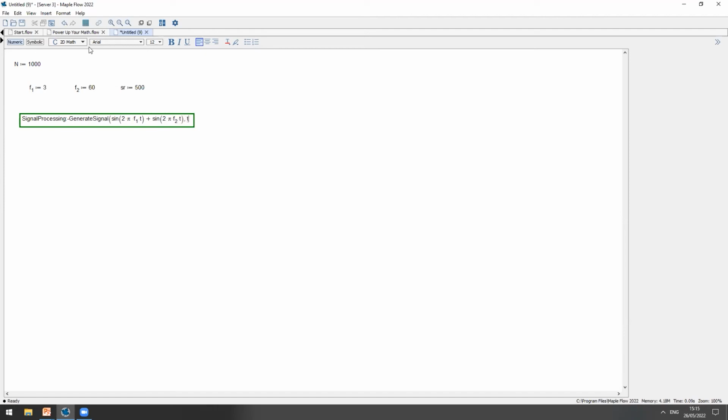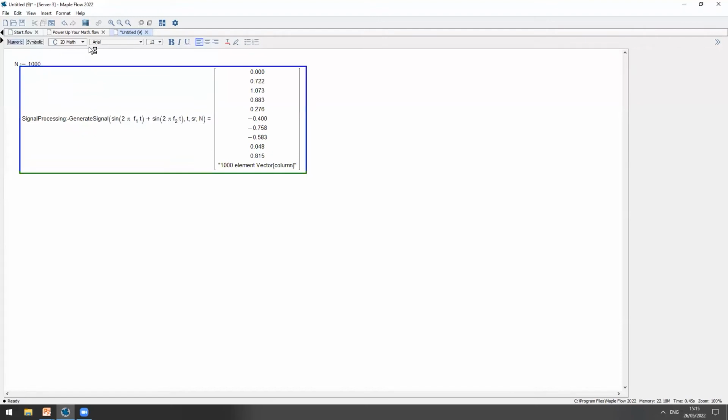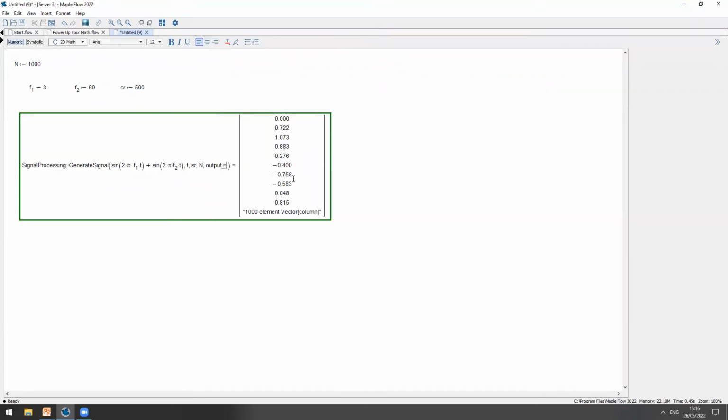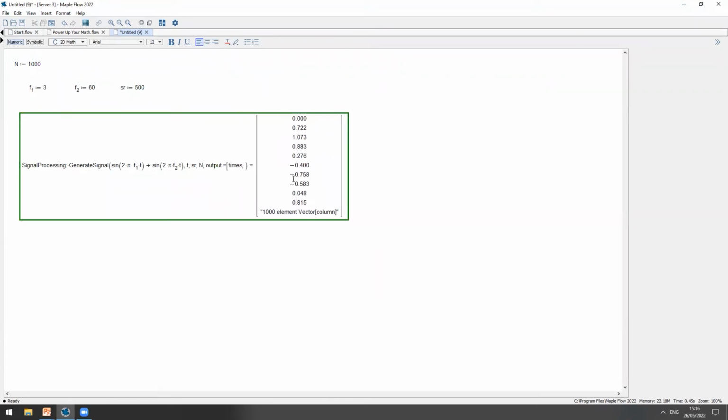We're sweeping this across T at a sampling rate of 500 samples per second, and we want n samples. So let's evaluate this and let's see what we get. All right, it's returned a vector with 1000 elements. That's the discretized signal. Of course, I think what we really want is the vector of times and a vector of signal values as well. And I can do that if I remember the syntax.